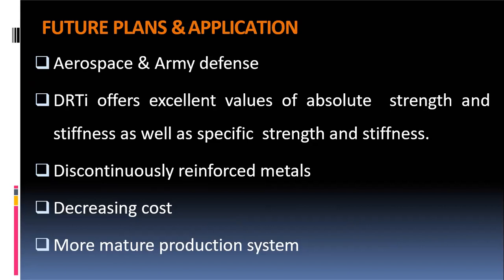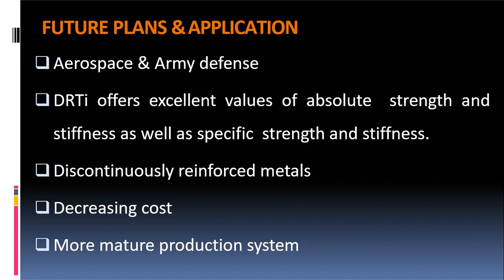And next one is discontinuously reinforced metals. By adding discontinuous fibers as the reinforcement in the metal matrix composite, we obtain discontinuously reinforced metals. By these, we are obtaining the stiffness value. So the stiffness and specific strength of the metal matrix composites have been increased very high.